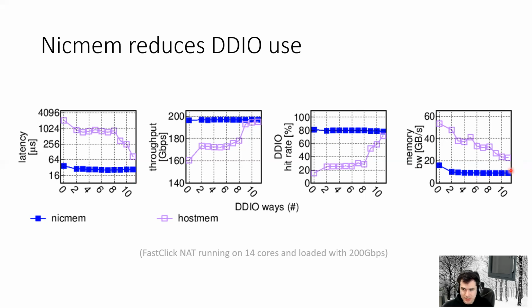In a sense, Nicmem is a better alternative to DDIO, as it avoids both the memory bandwidth and PCIe bandwidth experienced by the application, without any contention on the last level cache.